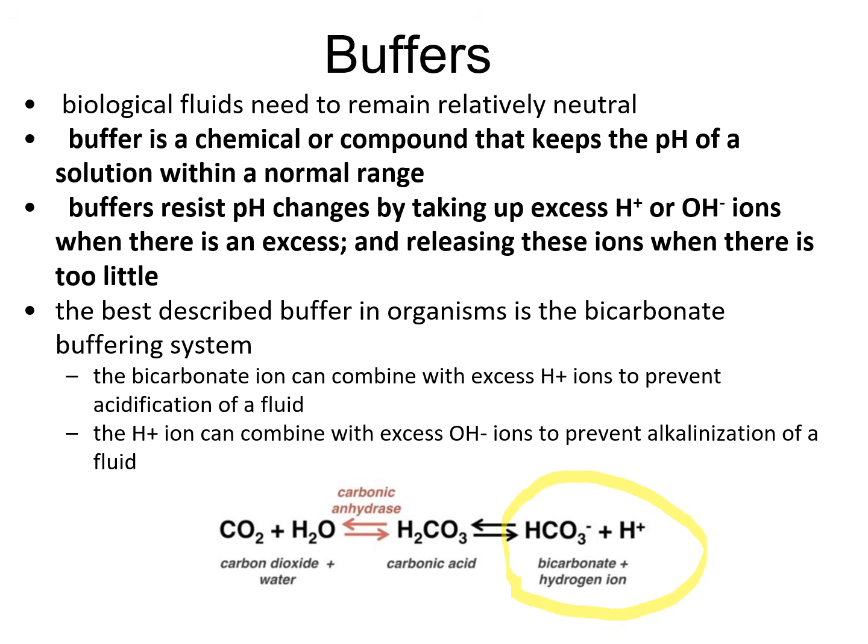The bicarbonate ion is there to combine with excess hydrogen ions in order to prevent a fluid from becoming excessively acidic. And the hydrogen ion can combine with excess OH ions to prevent the excess alkalization of a fluid. So these two components are readily available to soak up either hydroxyl ions or hydrogen ions and prevent massive changes in pH.